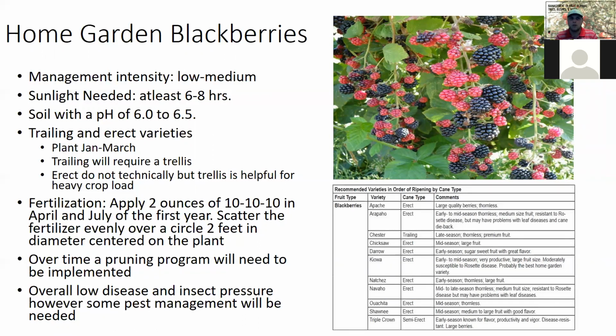Trailing varieties will require a trellis, meaning a wire support of some sort. We'll get more into trellis systems here in a little while. But technically, erect varieties do not have to have a trellis.